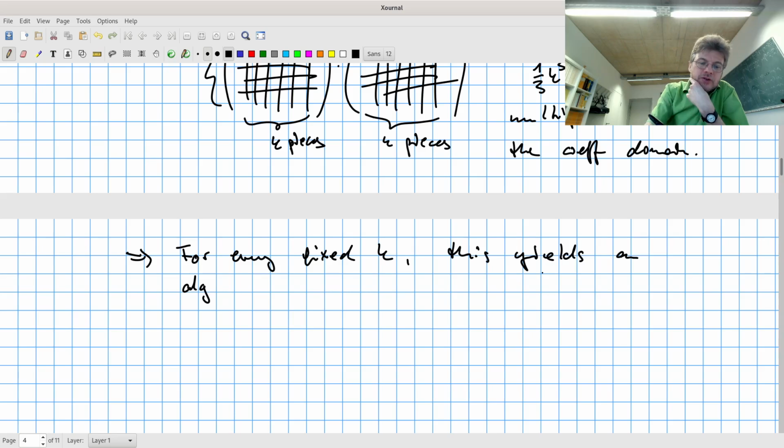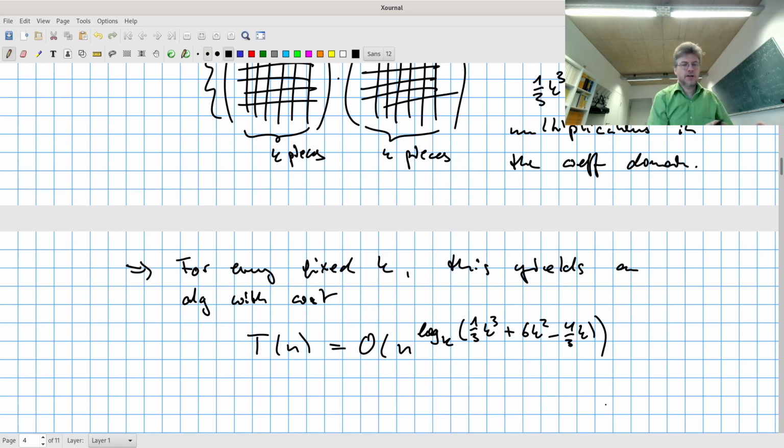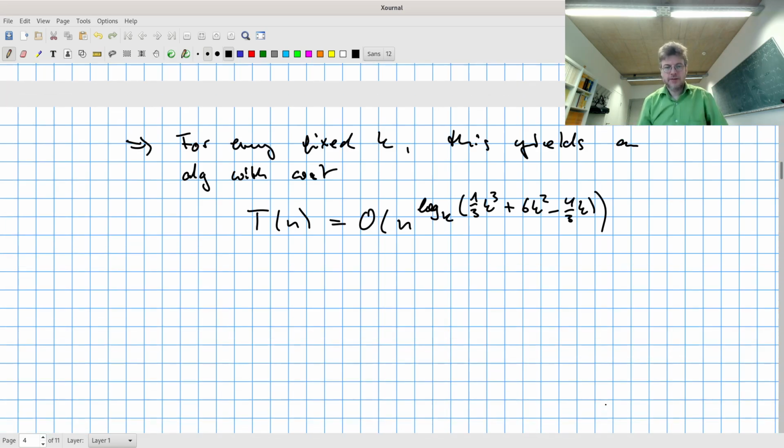Okay, so this leads to an algorithm with cost T of n equal to O of n to the log to the base k of this expression here: 1/3 k plus 3k squared times 4k. Unfortunately, if I let k increase, this exponent does not go to 2. 2 is what you would expect for an optimal matrix multiplication algorithm.